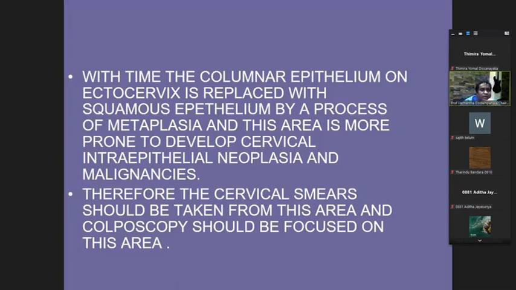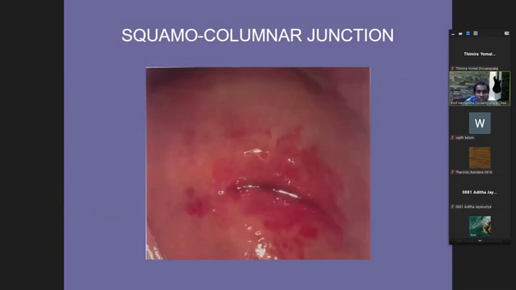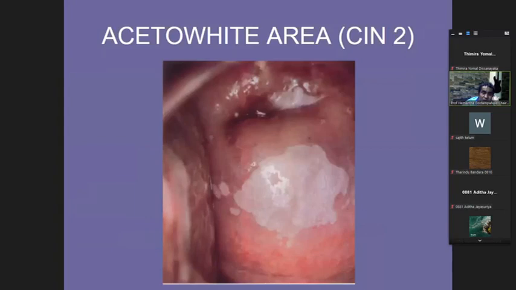Okay. Right. So, more slides. This is the squamocolumnar junction. And how do we take this picture? What is the instrument we use? Colposcopy, right? Now, this is the abnormal area in the colposcopy, right? So we apply acetic acid, and this is the abnormal area which can develop into cancer.